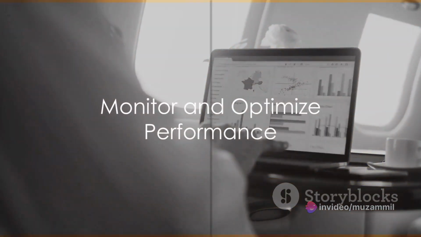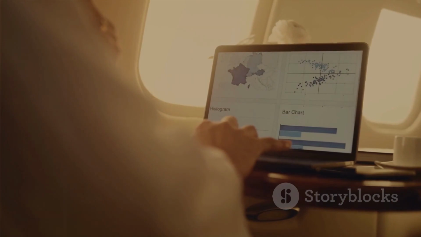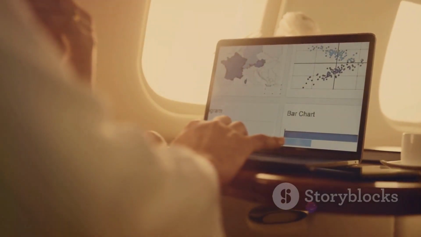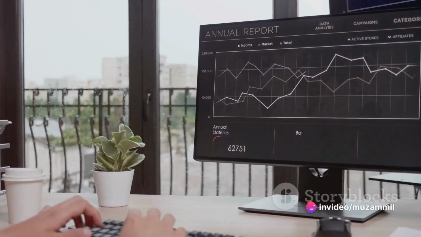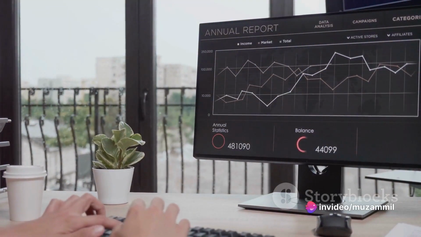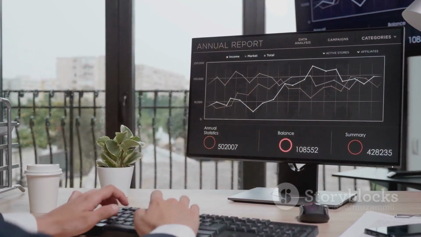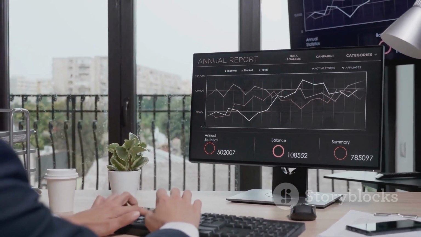Regularly monitor your ad performance and make necessary adjustments to improve your campaign's effectiveness. This isn't a set-it-and-forget-it situation. Your Facebook ad campaign requires your attention and active management. Consider it like a garden. The more you nurture it, the more it flourishes.